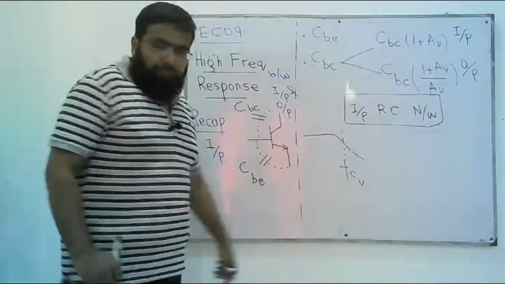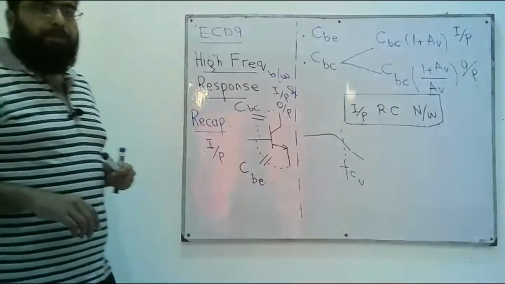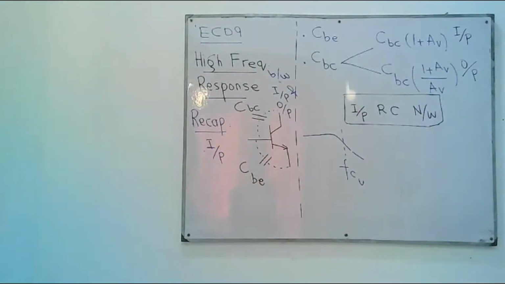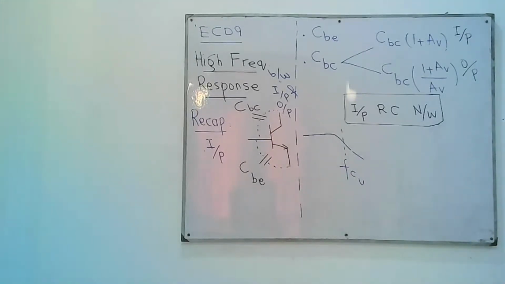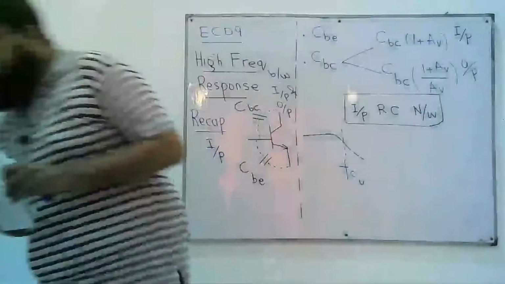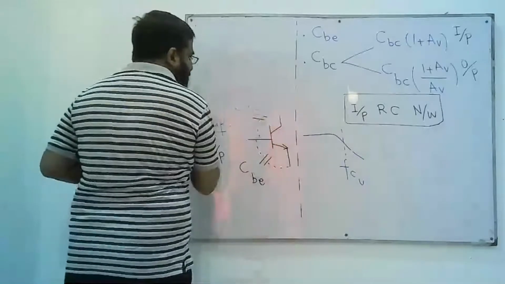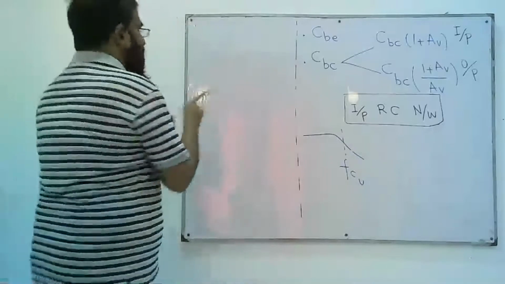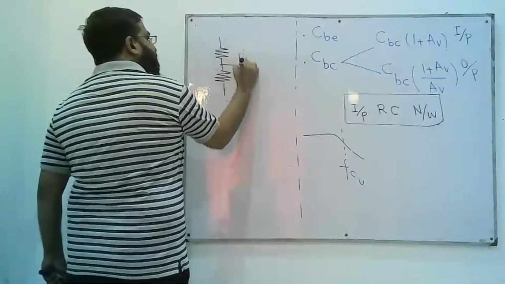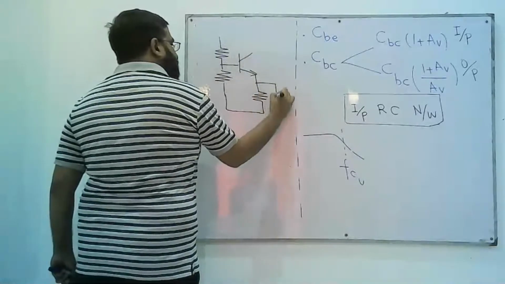The amplifier that we will be analyzing is this common emitter amplifier with voltage divider biased configuration, with the emitter resistor bypassed.